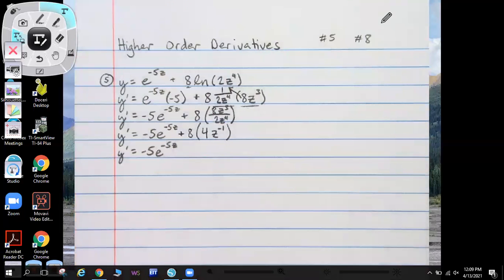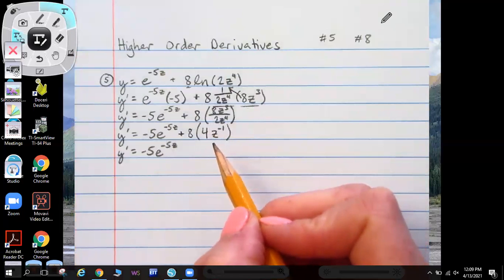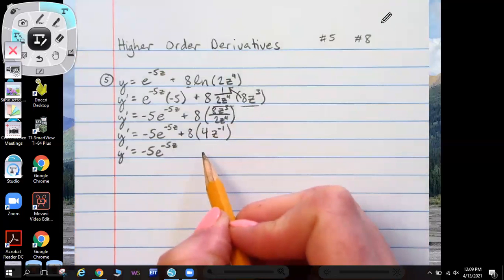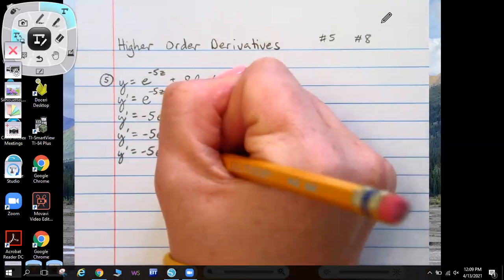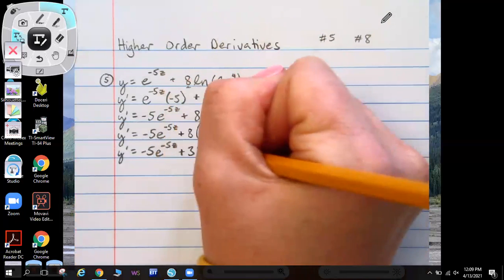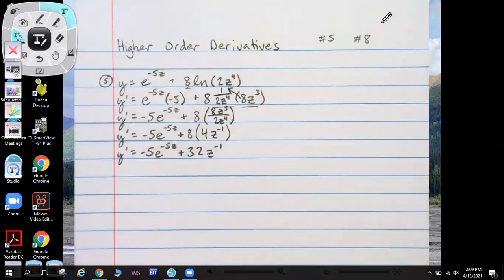Okay, the last thing we can do is multiply 8 times 4, sorry. So that's 32 z to the negative 1. Well, that's the first derivative. We have to find the 4th derivative.